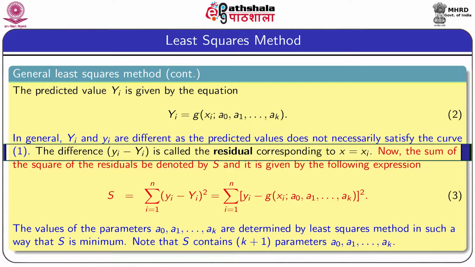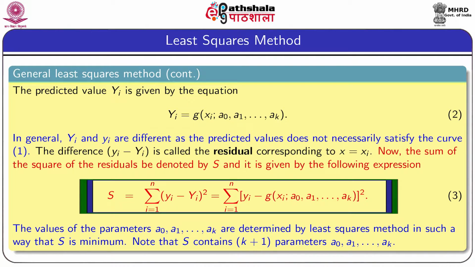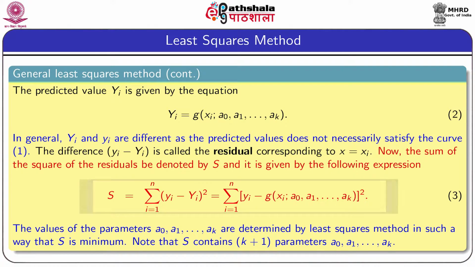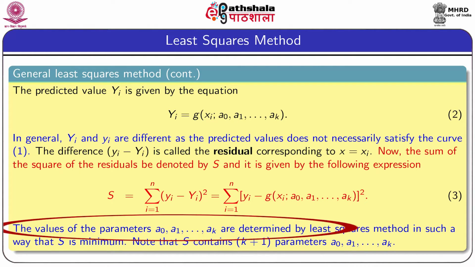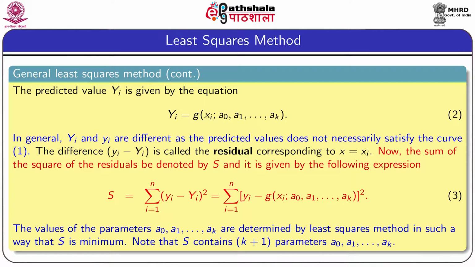Now the sum of squares of the residuals is denoted by s, and it is given by the following expression: s equal to summation over i equal to 1 to n of small yi minus capital Yi whole squared, which is equal to summation over i equal to 1 to n of small yi minus g of xi comma a0 comma a1 up to ak, whole to the power 2. The values of the parameters a0 to ak are determined by the least squares method in such a way that s is minimum. Note that s contains k plus 1 parameters a0 to ak.